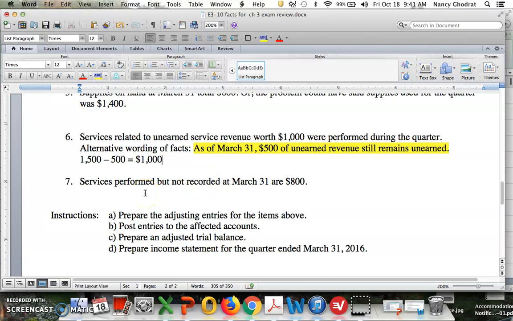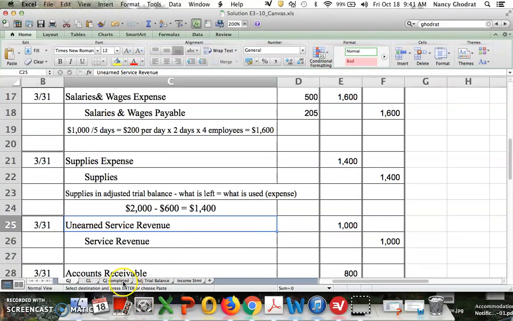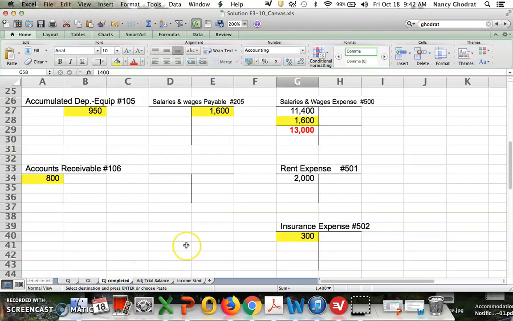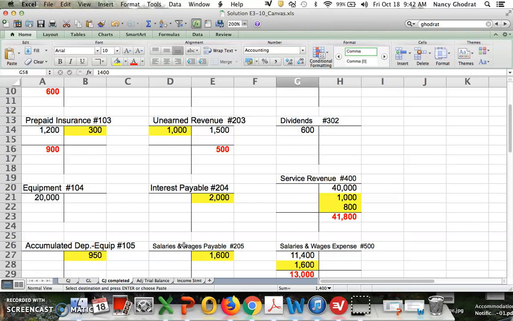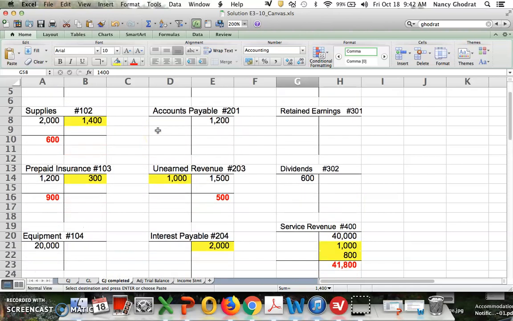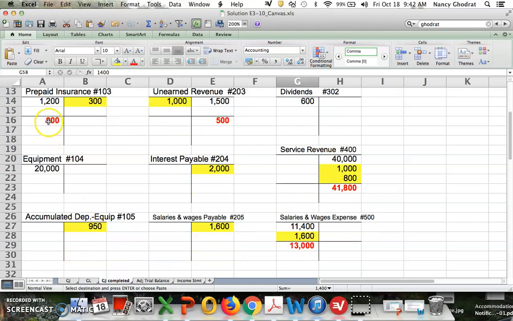Now, after you prepare your adjusting entries and post them to your general ledger accounts, I already have posted all my adjusting entries, which I've shown you in yellow here, so you would know those are the adjusting entries and not daily entries. And then I came up with the balance, which I show as a balance as of March 31st. The red numbers are adjusted balances.